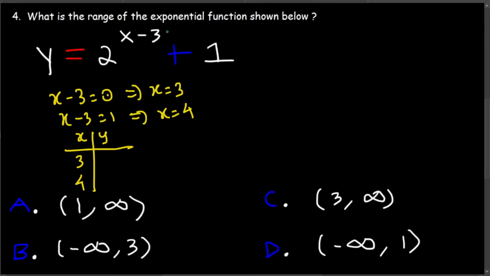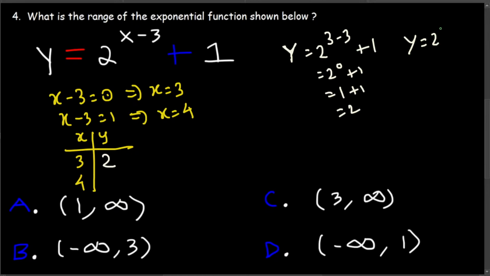To find the y value, I can plug it into this equation. Let's use a different color. For the first one, I plug in 3. y is equal to 2 power 3 minus 3 plus 1. 3 minus 3 is 0, so 2 power 0 plus 1. 2 power 0 is 1. 1 plus 1 is 2. So the answer for this one is 2. Let's plug in 4. y is equal to 2 power 4 minus 3 plus 2, this is 2 power 1 plus 2, that is 2 plus 2, that is 4.